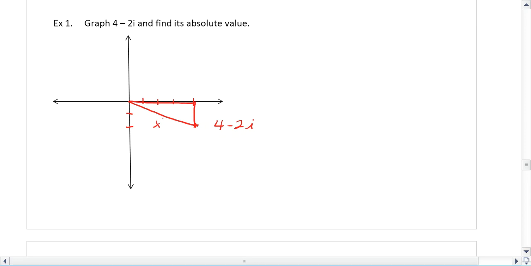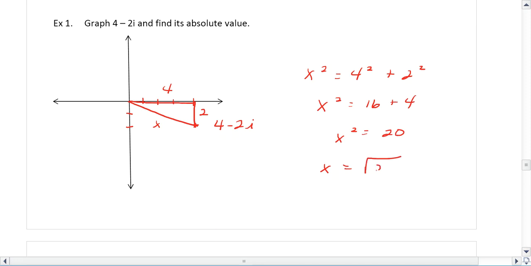So this is our x, and we're asked to find that with Pythagoras. This distance is 4, this distance is 2. So I have x squared equals 4 squared plus 2 squared. x squared equals 16 plus 4. So x squared is 20. x is the square root of 20.